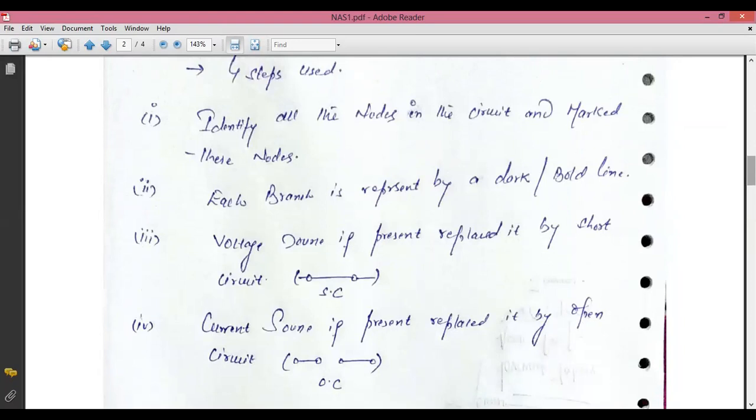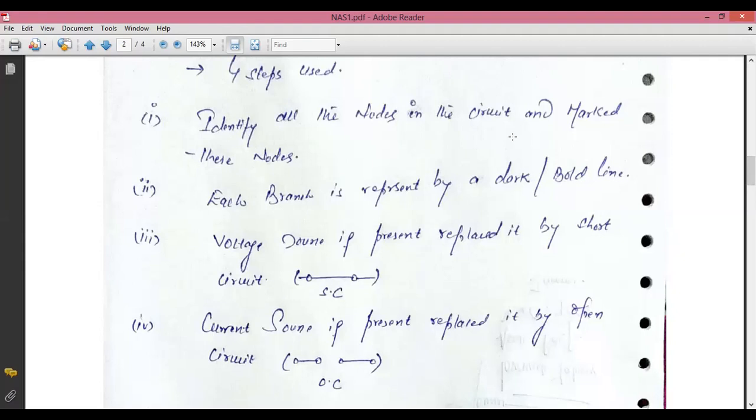Number 3, voltage source if present, replace it by short circuit. This is the symbol of the short circuit. And lastly, current source if present, replace it by open circuit. So these are the 4 steps, or these are the 4 points that you must keep in mind while drawing the network topology. That means while converting the circuit into the graph. So these 4 steps you must keep in mind for converting the circuit into a graph.